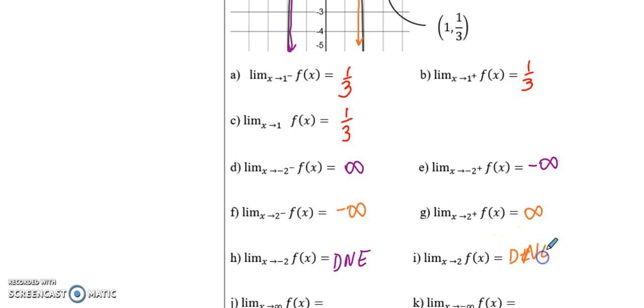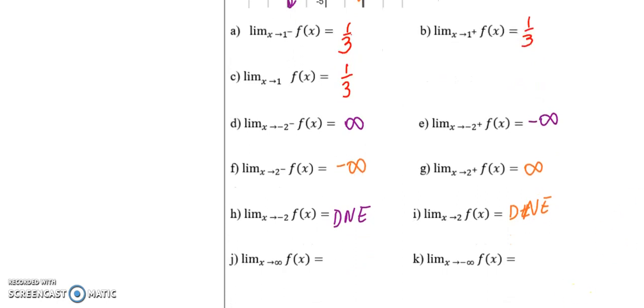Now, we've seen this before, when we talked about vertical asymptotes. Actually, that's the definition of a vertical asymptote. Even if they both go to positive infinity or both to negative infinity, not a real number, the limit as x approaches that number doesn't exist, because the limit has to be a real number, where 1/3 is real.